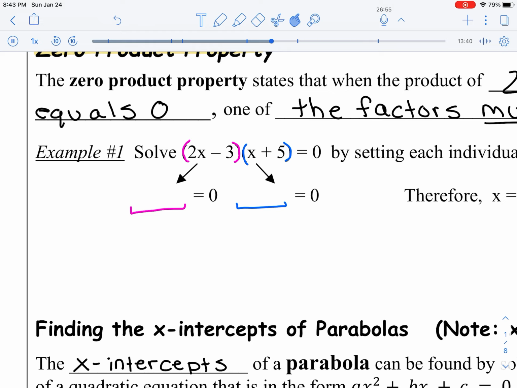But what I'm going to do is I'm going to say, let's say the first factor, 2x minus 3, equals 0. Well, then in that case, I would solve for x by adding 3 to the left and the right. So 2x would equal 3. Then I could divide both sides by 2 and get x equals 3 halves.